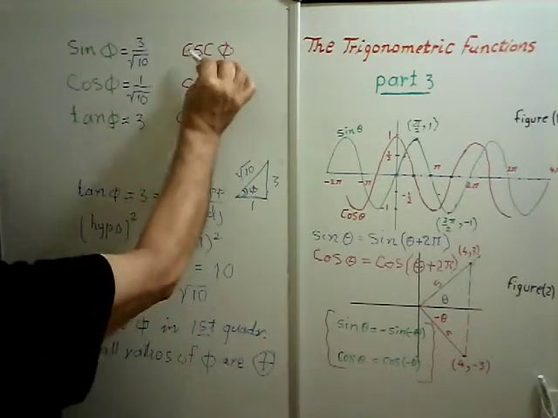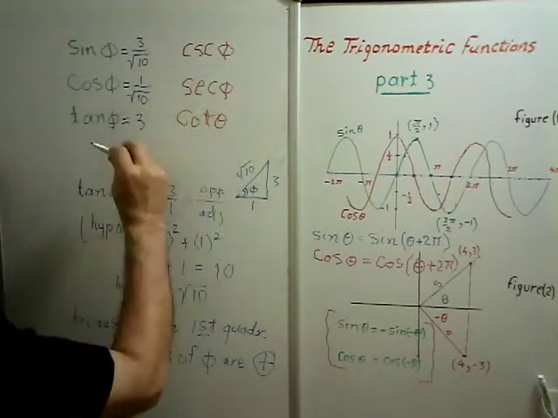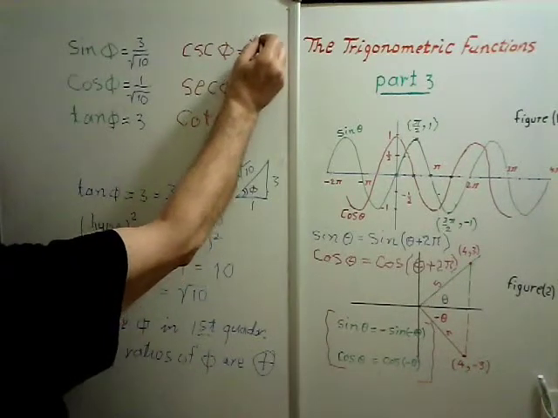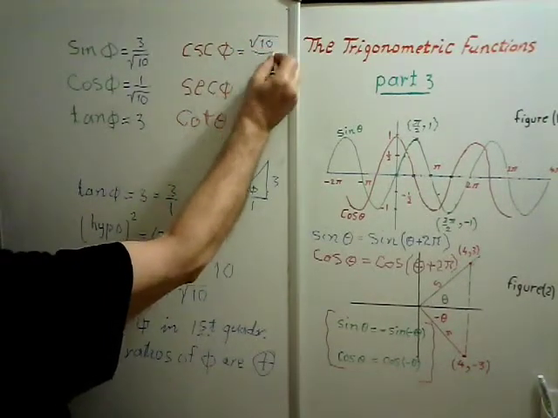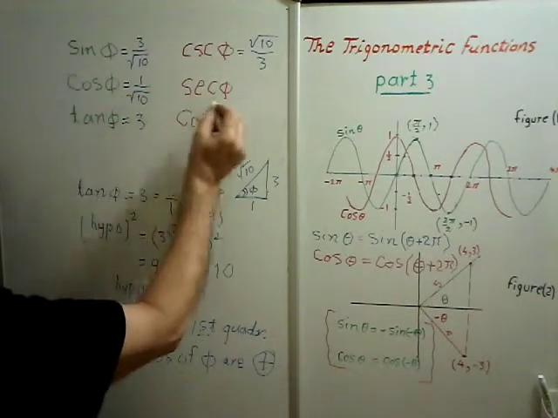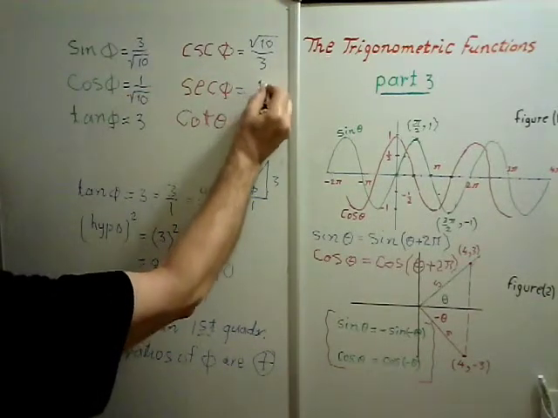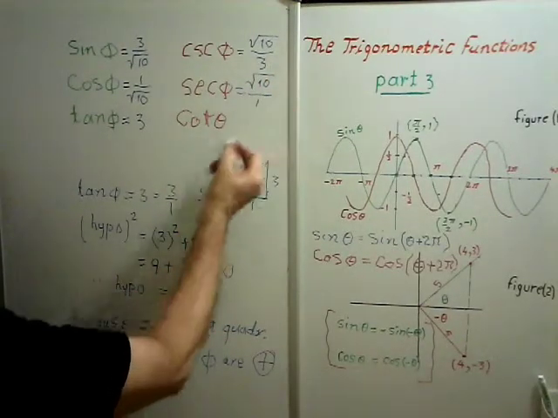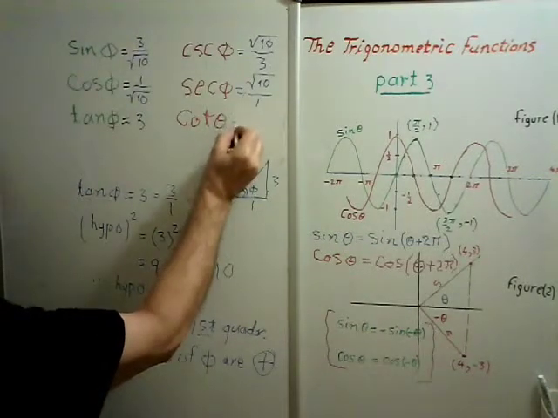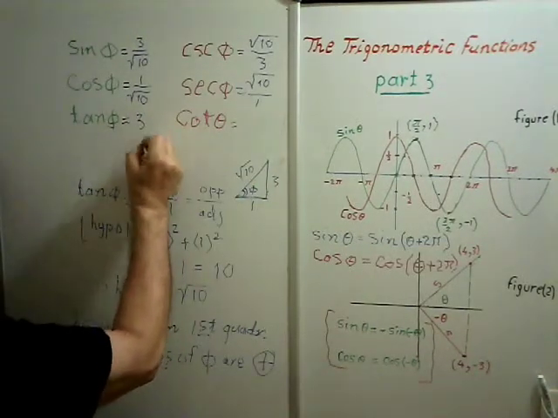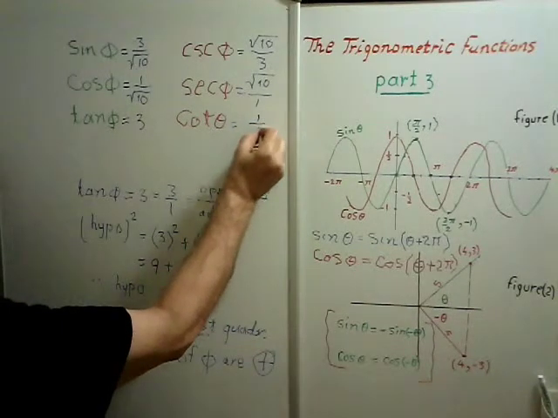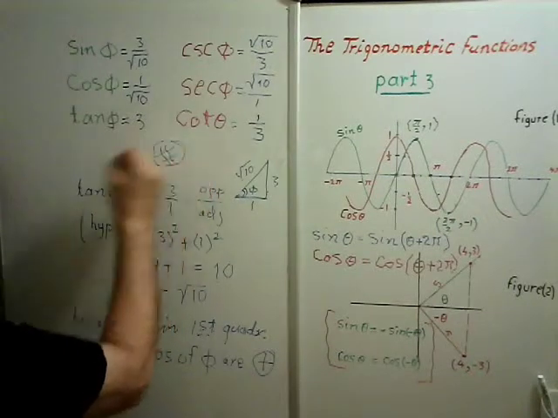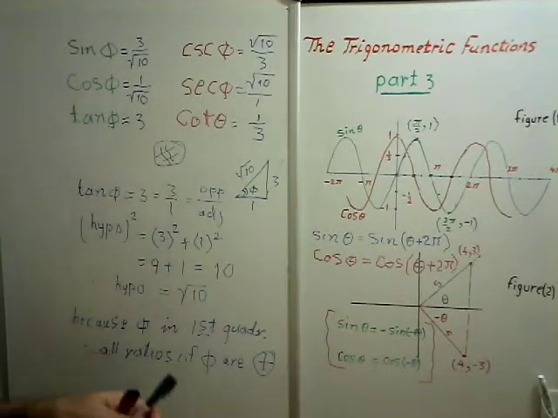And the inverse of each of those will give me these. The inverse here is square root of 10 divided by 3. Here, square root of 10 divided by 1, that means square root of 10. Here, 3 over 1, so 1 over 3 is the inverse. And this is the end of the solution of this question.